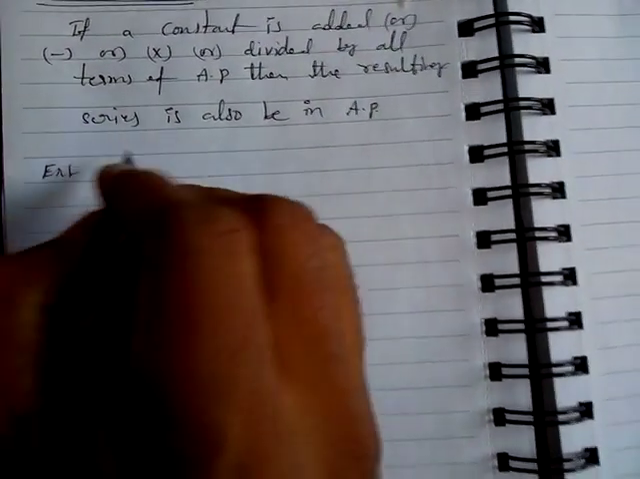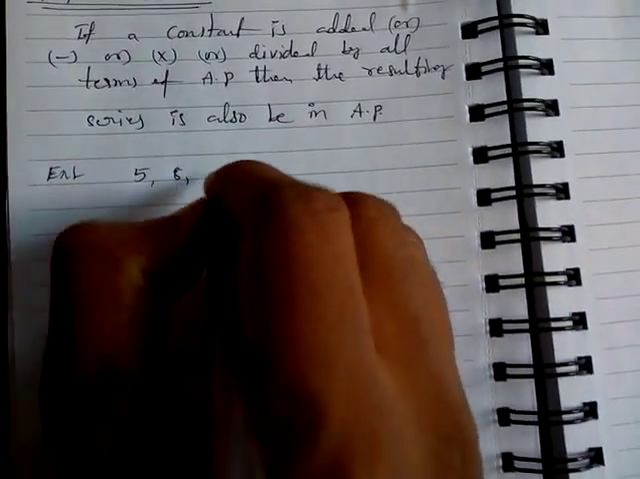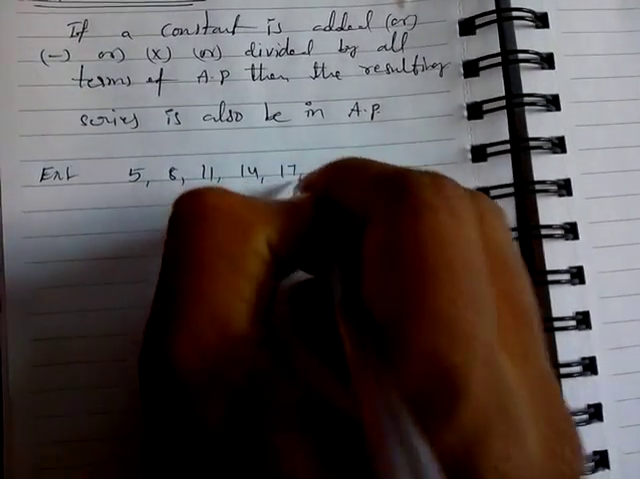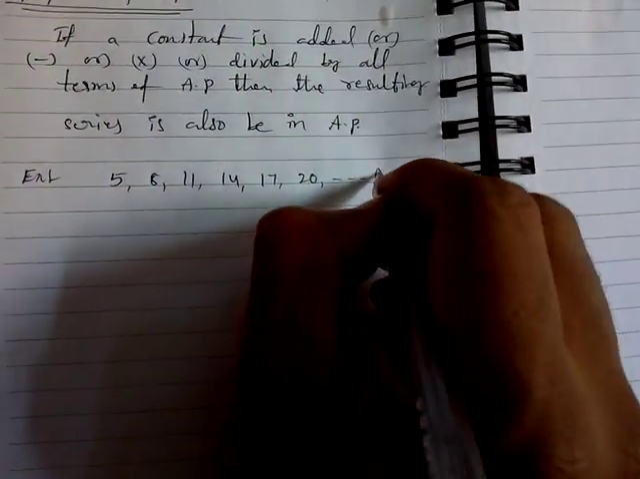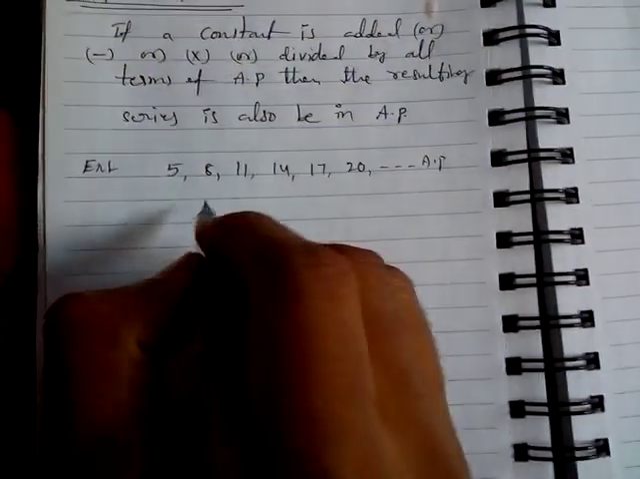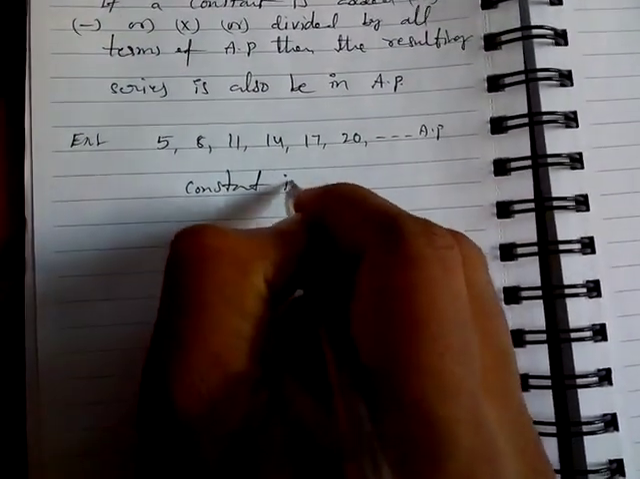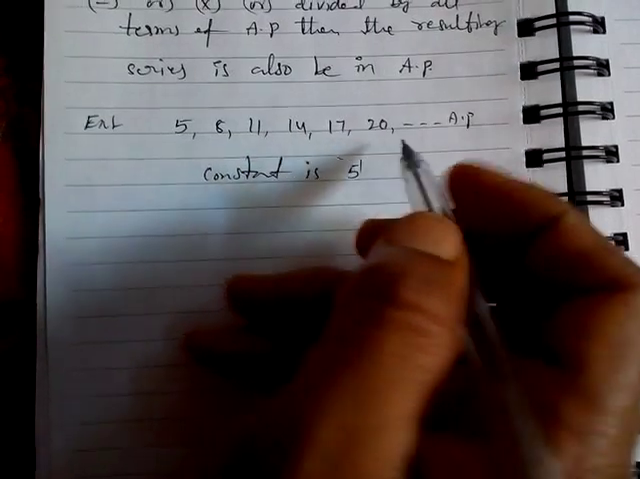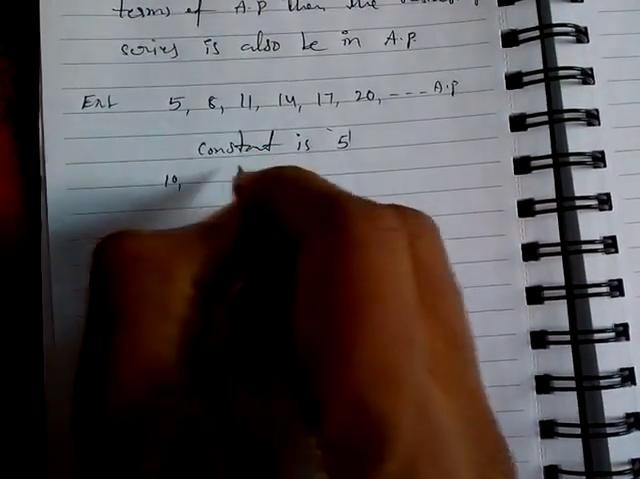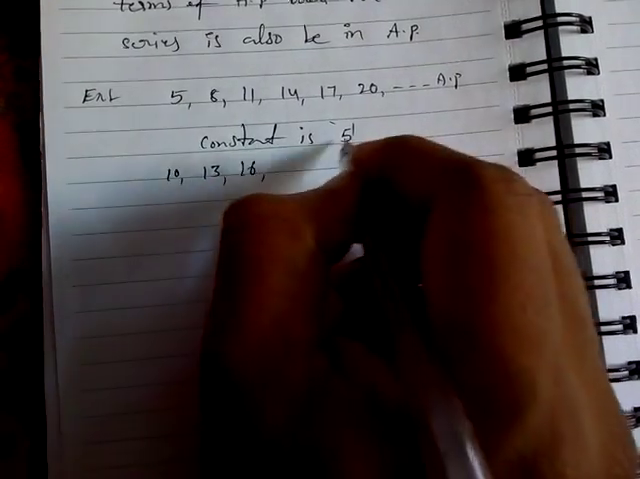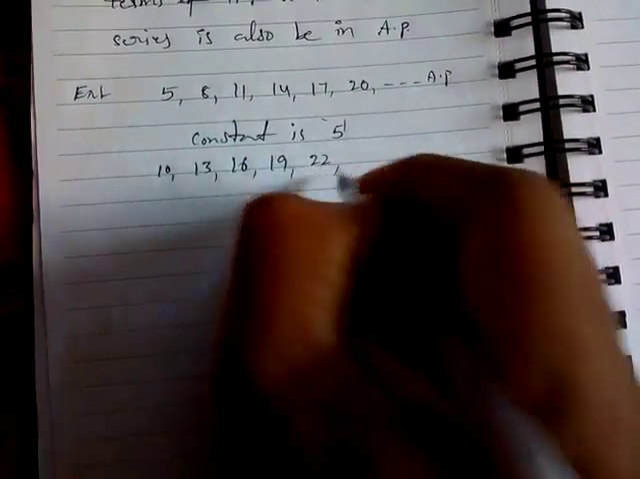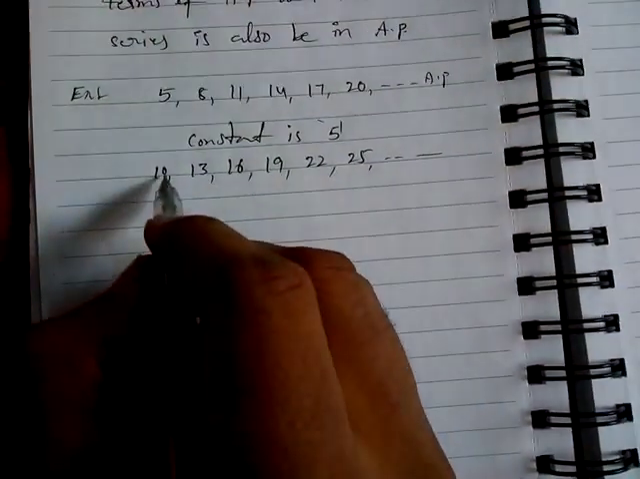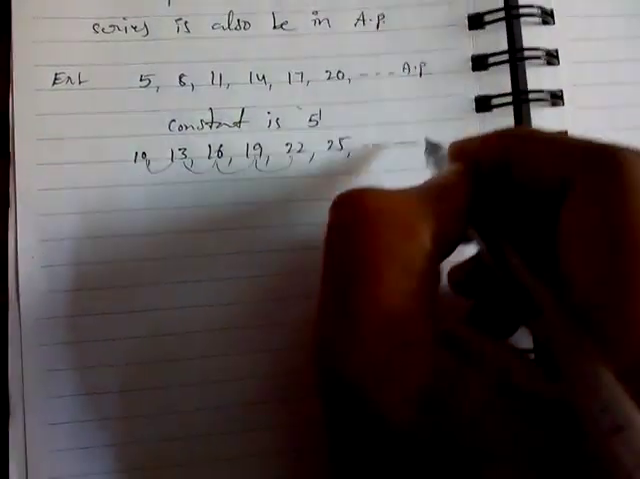Example: 5, 8, 11, 14, 17, 20. So this is an AP series. If you take a constant, say 5, and add 5 to each term of the AP: 5 plus 5 is 10, 13, 16, 19, 22, 25. Observe here the common difference is 3 only. So that's why this is also an AP series.